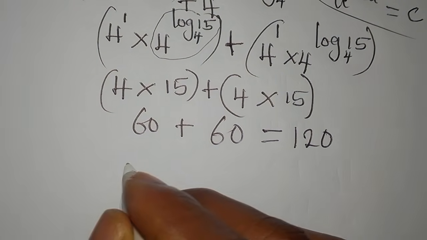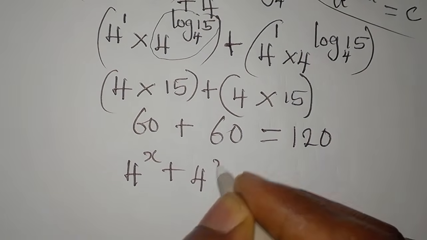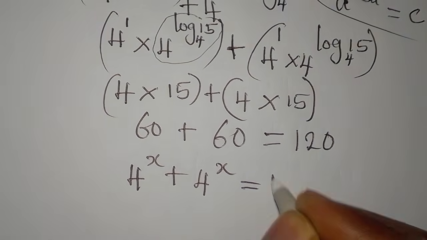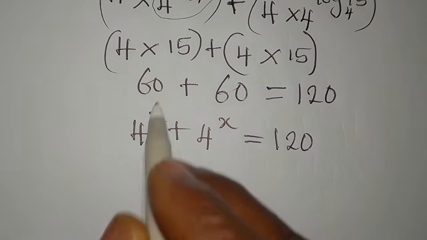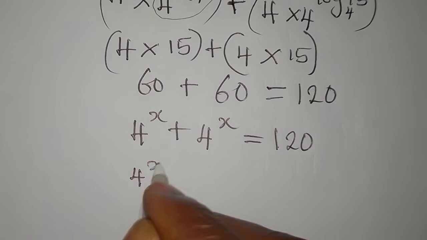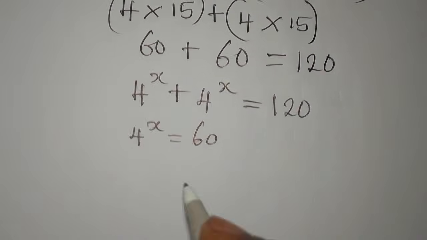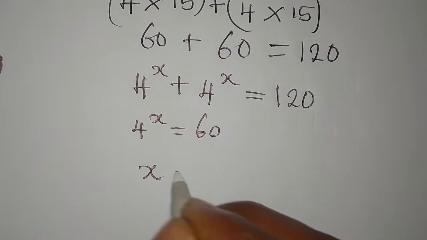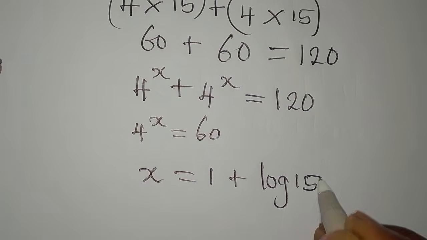I remember the equation 4 to the power of x plus 4 to the power of x equals 120. As a matter of fact, from here, we can say that 4 to the power of x is equal to 60. So we are very correct to say that our x is 1 plus log 15 to base 4.